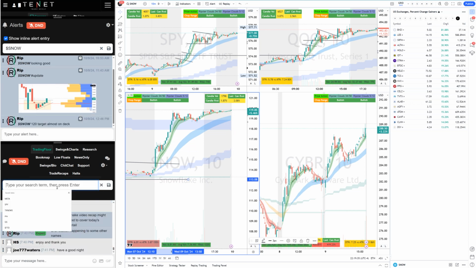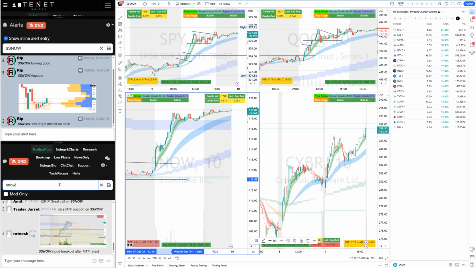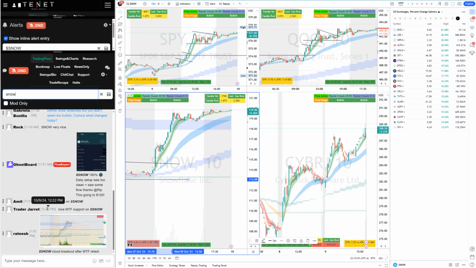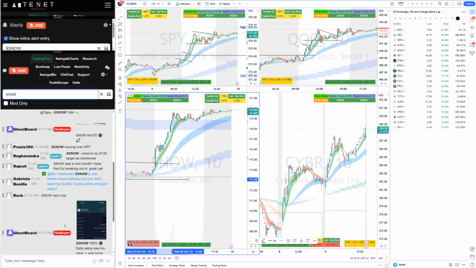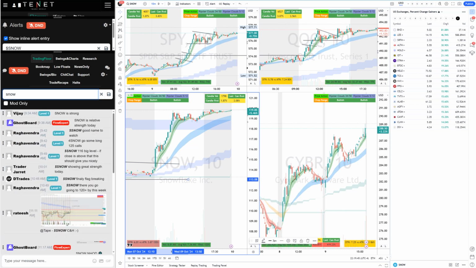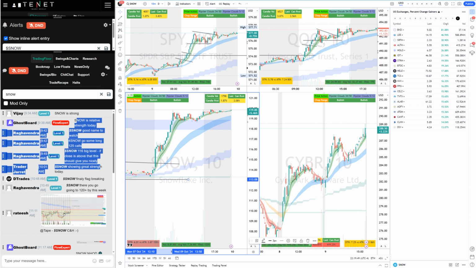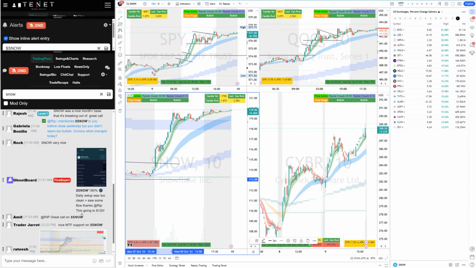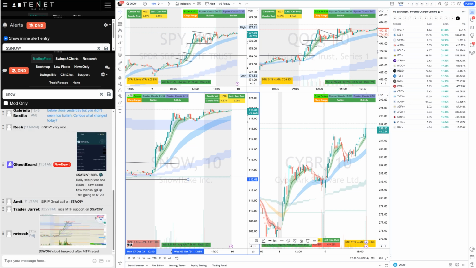So SNOW was really, really good in the community and a very nice trade by mostly everyone. Amit did nice on SNOW. There was a lot of flow on SNOW as well that we caught in the community. The options really went, I think they went 100%, was it? Yeah, something like that, 180% they went. So a beautiful trade today, SNOW.